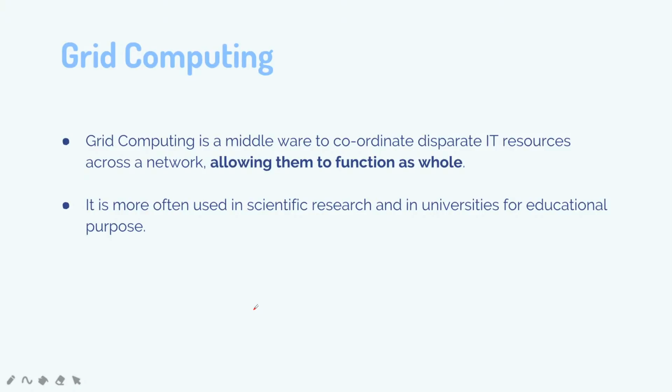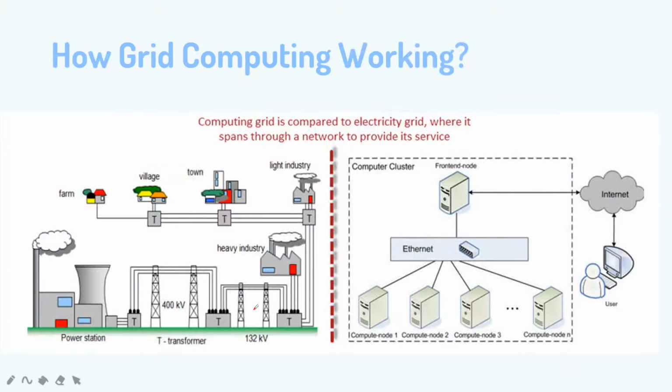Grid computing is nothing but allowing IT resources to function as a whole. It will be used by IT resources only, and they will give the cloud, and we can do whatever we need. That is grid computing. It's more often used for scientific research, universities, or educational purposes only. So mostly scientific research, universities, or educational purposes use grid computing.